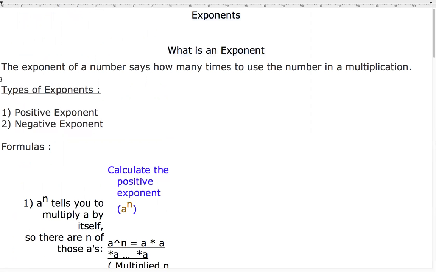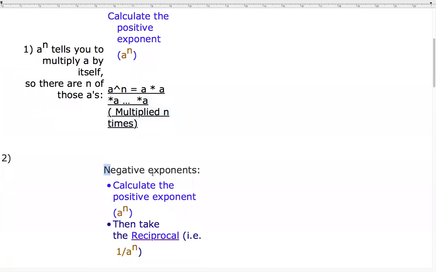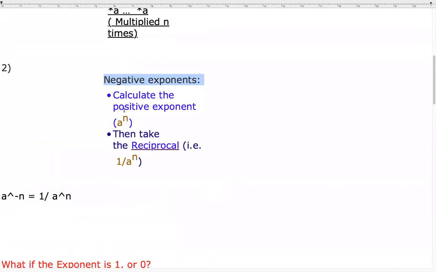You got it? So this is just the basics of what an exponent is. Now you understood what an exponent is: how many times a number is used in a multiplication. We have two types of exponent, the positive exponent and the negative exponent. Then we have the formula a to the power of n, which is a multiplied n times. For the negative exponent, first you calculate the positive exponent, then take the reciprocal.